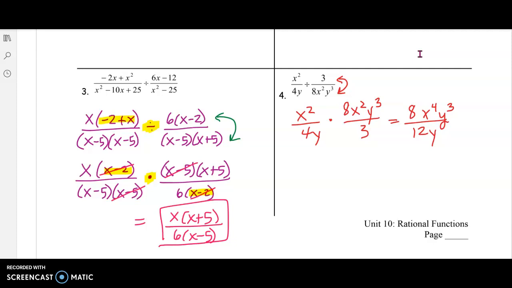Okay, so now from here, we need to simplify the fraction. They're both divisible by 4. 8 divided by 4 is 2. 12 divided by 4 is 3. This is the only x, so it remained as it was, x to the 4th, but then we need to divide the y's. Remember, if there's no fraction or no exponent, then the exponent is a 1.